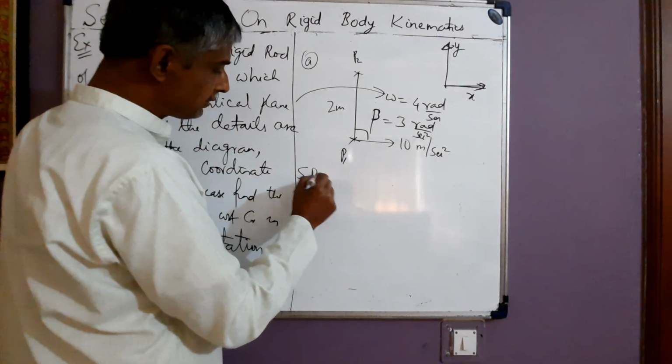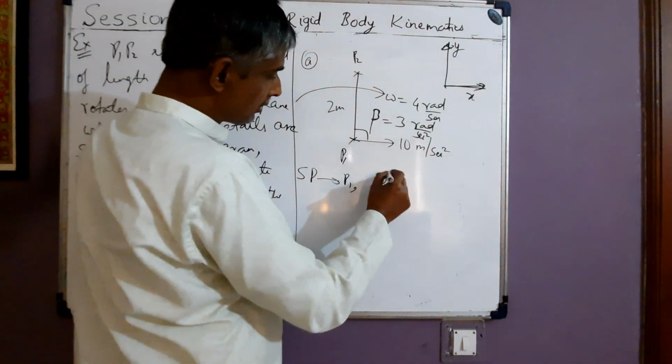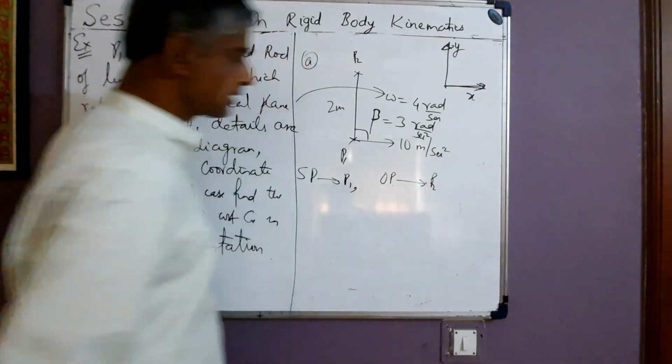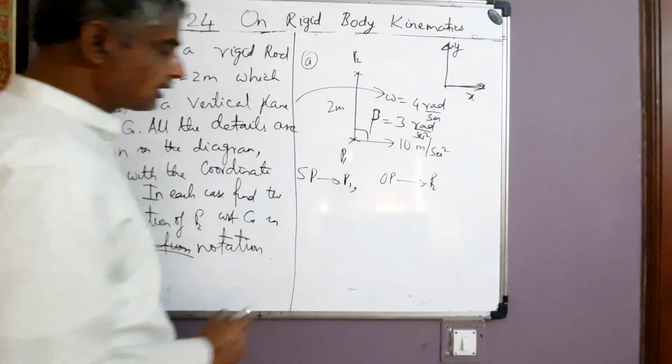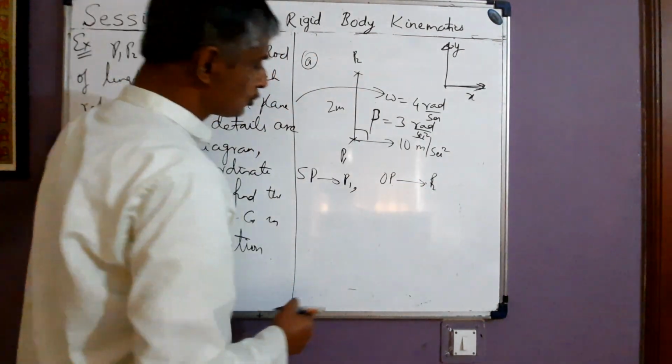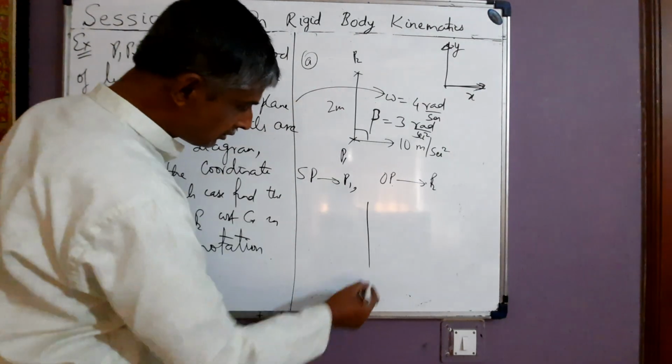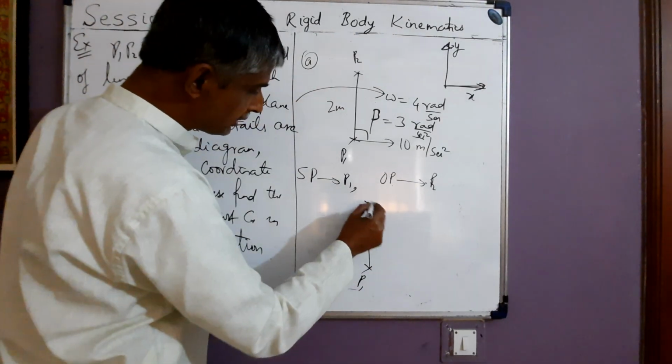The selected point is P1, the other point is P2. We draw the line joining SP and OP, whose orientation is the same as in the problem. This is the vertical line, this is P1, P2.